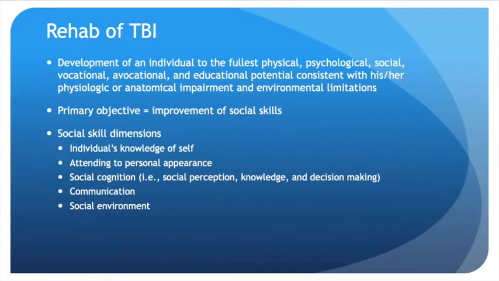The primary objective, the ultimate goal of traumatic brain injury rehabilitation is development of an individual to the fullest physical, psychological, social, vocational, avocational, and educational potential, consistent with his or her physiologic or anatomical impairments and environmental limitations. We want to improve their social skills, their ability to function in a variety of social contexts. Social skills include an individual's self-knowledge, their attendance to their personal appearance, various aspects of social communication, the communication itself, and aspects of the social environment.